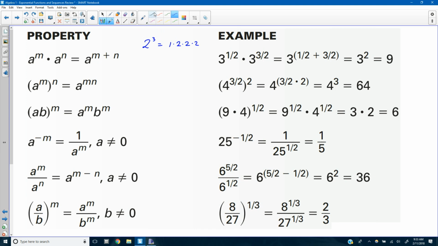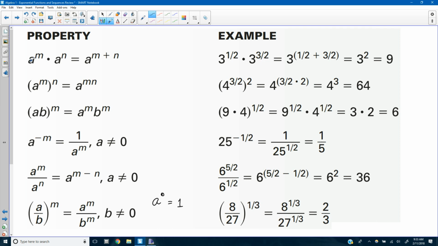And in fact, you know what? There is a property that's missing here, which is something to the 0 power. Anything to the 0 power, any non-zero number to the 0 power is 1. So there's another property to place in right there. Anyway, let's go over a couple of these things now.